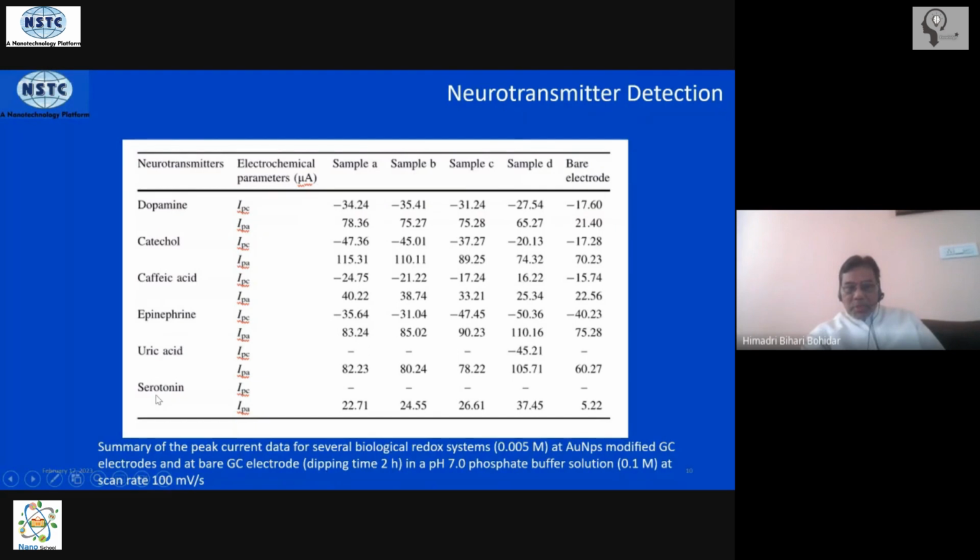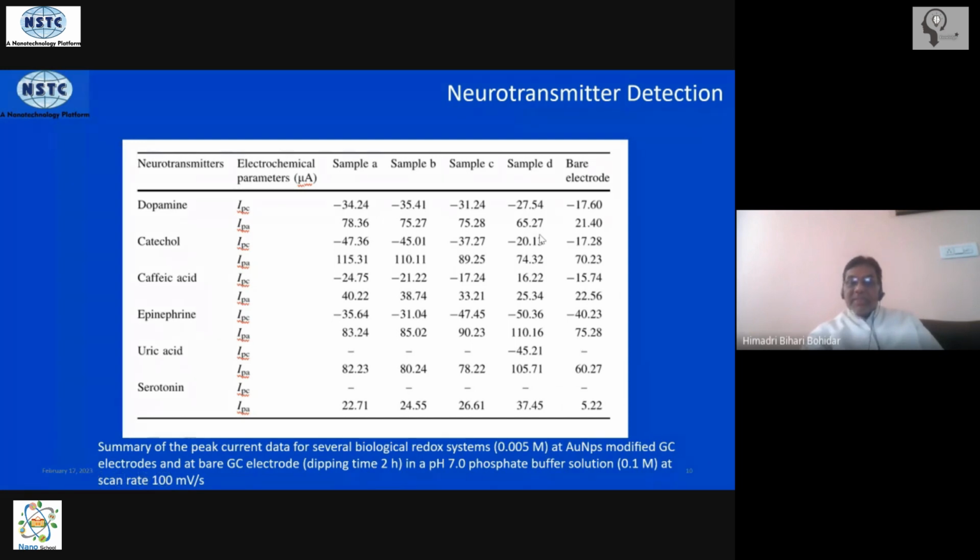For example, serotonin: you see, though there is no cathodic current here, it is very highly sensitive to the anodic current detection, because the bare value was 5.2, and with the sample it is going to 37, 7 times more. In case of dopamine, you see the anodic current is 21 for the bare electrode, and with the sample it is 75, close to 80 here, 4 times. So this is going to be a detector for dopamine or serotonin, for instance.